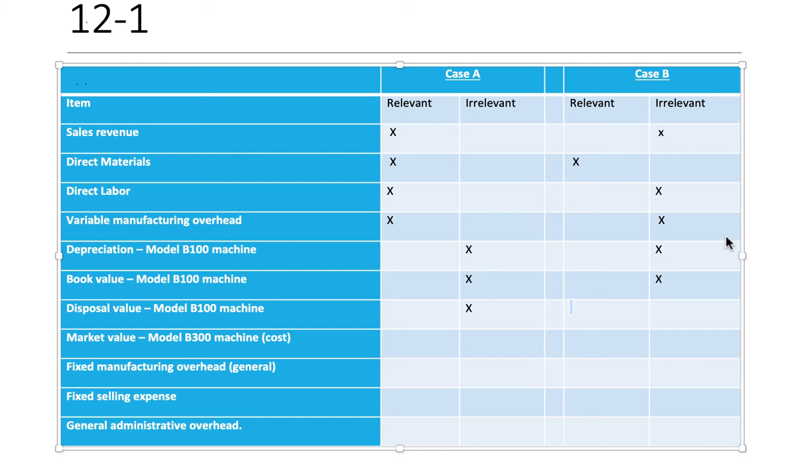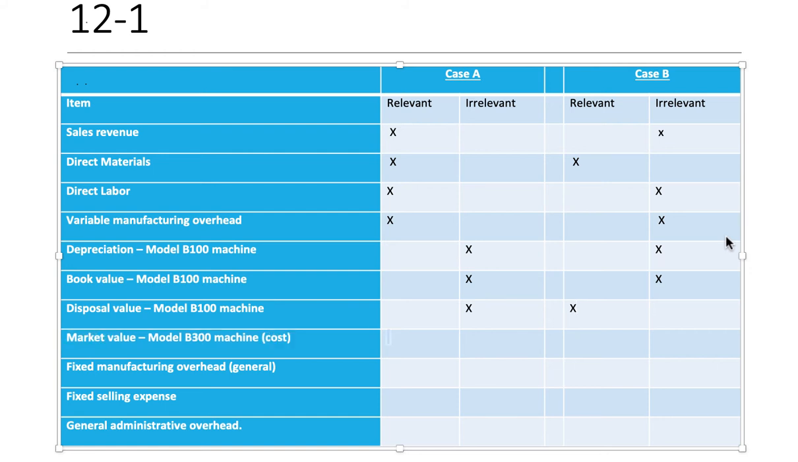It is relevant. Why? Because if we decide not to buy this new B300 machine, we don't have a disposal value because we're not selling the machine, we're keeping it and using it. However, if we decide to buy B300, we're going to sell B100. So we have a disposal value under that circumstance. So under case B, disposal value is relevant.